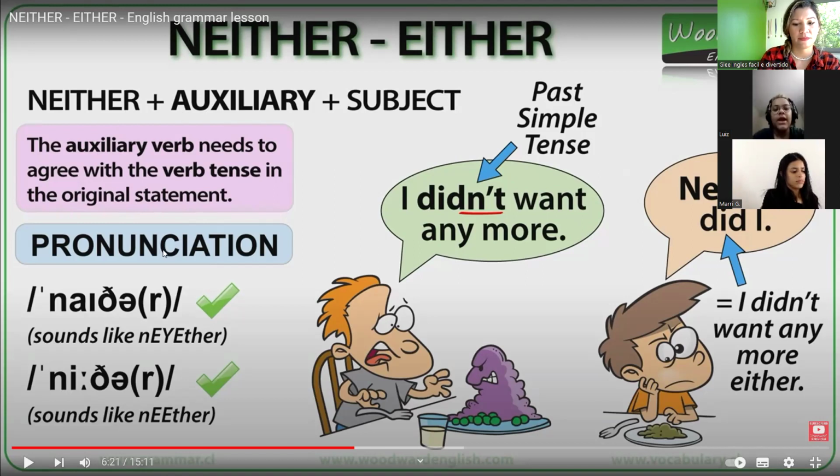Pronunciation. I can't. Parece essa coisa de chinês. Eu não consigo. Okay.